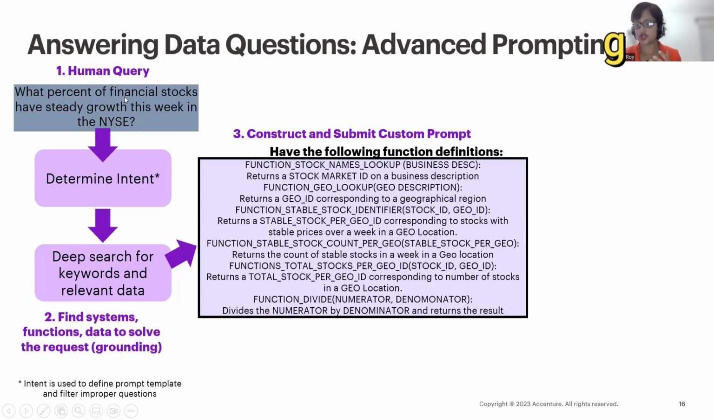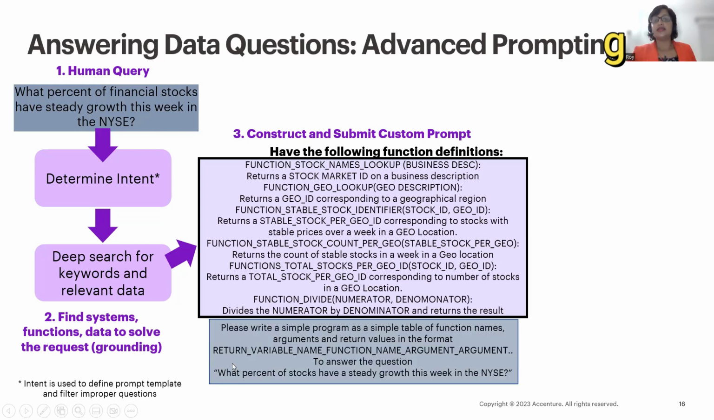And then if you see, the question actually says what percentage. That means it is a fraction. You also need the total number of stocks that are there in New York Stock Exchange in the financial aspect. So that's the reason why you need the total number of stocks as well. And finally, a small function which will divide the numerator from the denominator in order to give you the percentage. This is followed by very simple instructions in which you tell the large language model to try to answer this particular question using the functions that you have at hand.